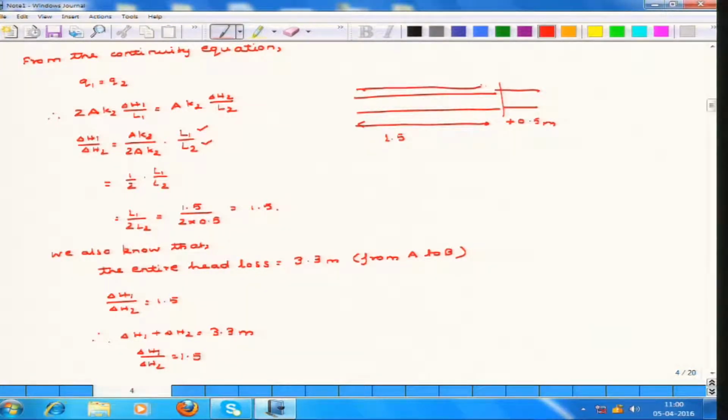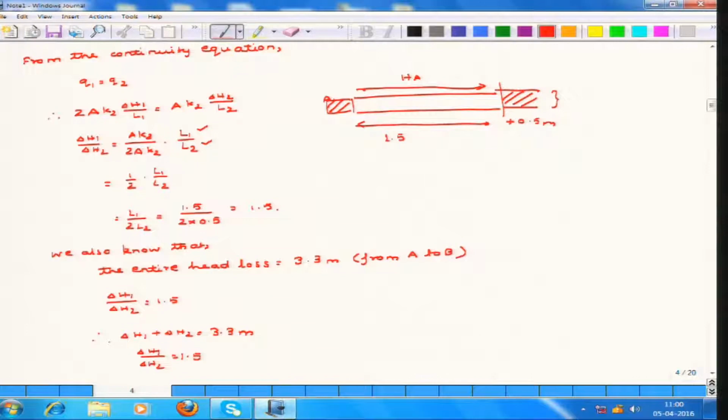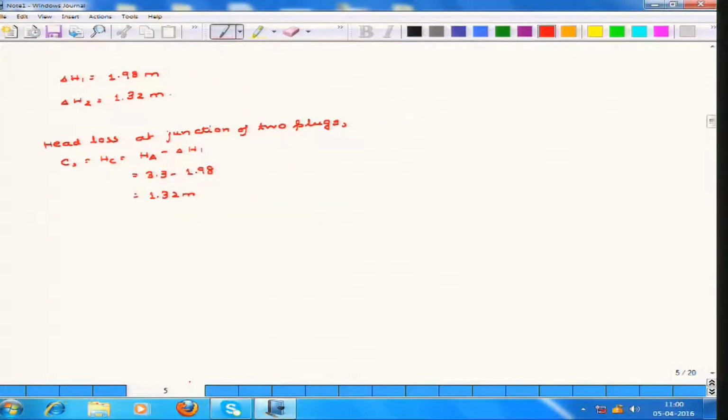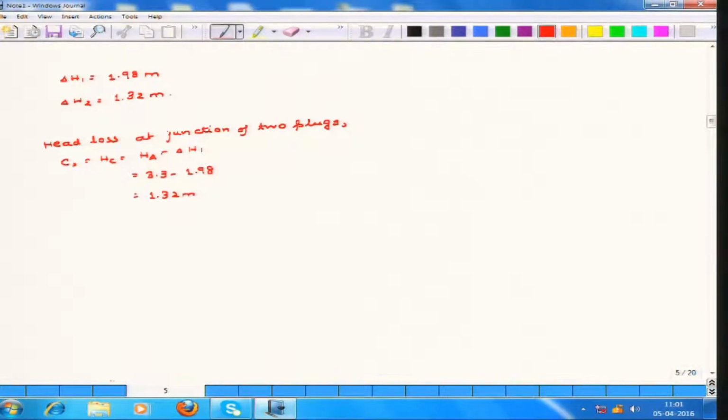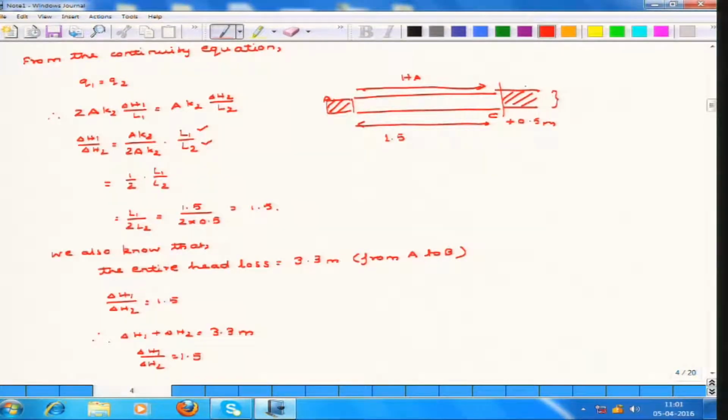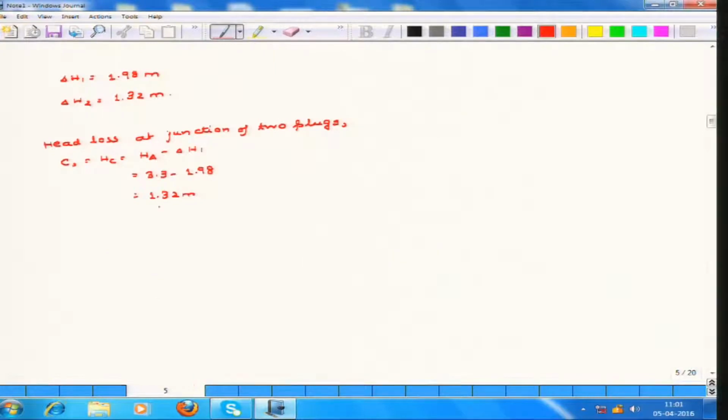So, basically along this length the head loss will be only due to the mixture of sand that is present here, while the head loss at this point will be due to the sand, silts and clays that is present here. So, that is what we have done, delta H1 and delta H2, and then we have arrived at the conclusion that the head loss at the junction of the two plugs, that is basically at the point C, is HA minus delta H1, because the second plug is still absent here. At the end it is due to the second plug and the first plug, while at the point C it is only due to the first plug. So, that is what we have found out, 1.32.